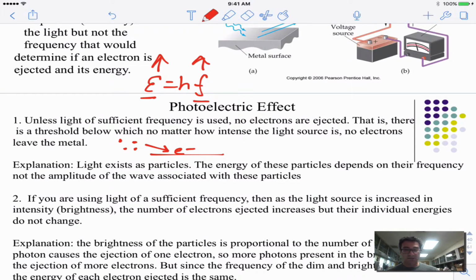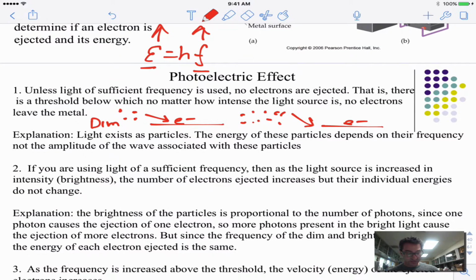Now, if you increase the brightness, if this was dim, all we're doing is adding more photons. The energy of the photons doesn't change. So if we add more of those photons, we'll have either a lot of low energy photons or a lot of high energy photons. Either way, each photon will either be able to eject an electron or it will not be able to eject an electron.